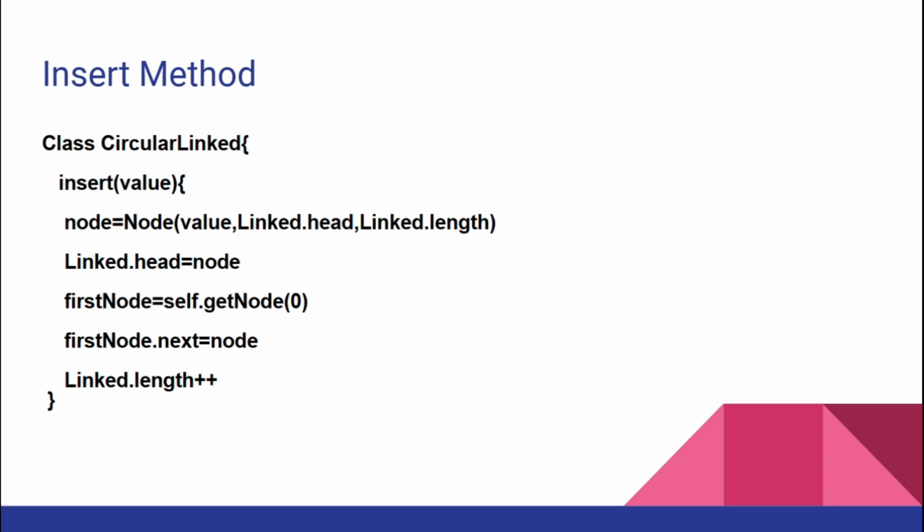Then this is where there's a variation between the circular linked list and the singly linked list. If we are going to fetch the first node that was inserted into the linked list, which always has the index of 0, we fetch it through the get node method. I'll be explaining the get node method next. So when we fetch it by 0, we set its next to the current node that was inserted, and that is how we form the circular linked list. Then after that, we increase the length by 1.